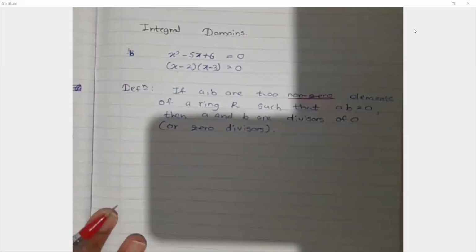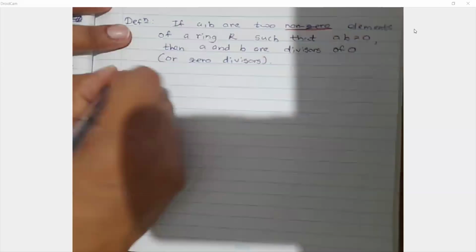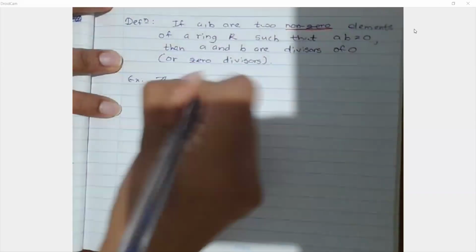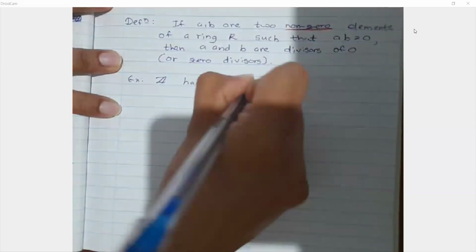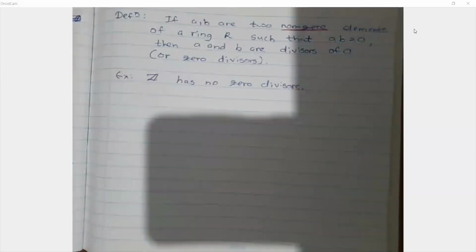Now, obviously, with the rings where the roots lie most of the time for these polynomial problems, they have no zero divisors in those rings, in those fields. For example, Z has no zero divisors. Why is that? You take any two non-zero integers, and once you take the product, you will never get zero.